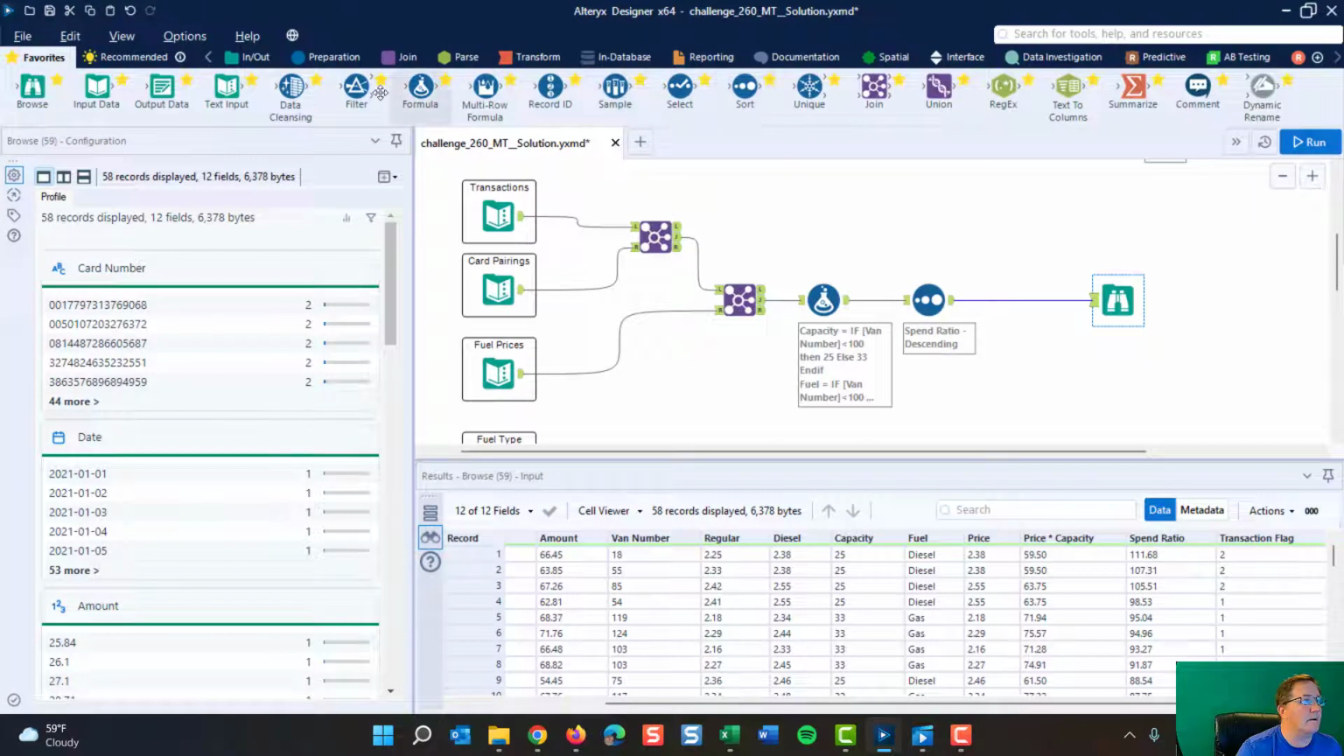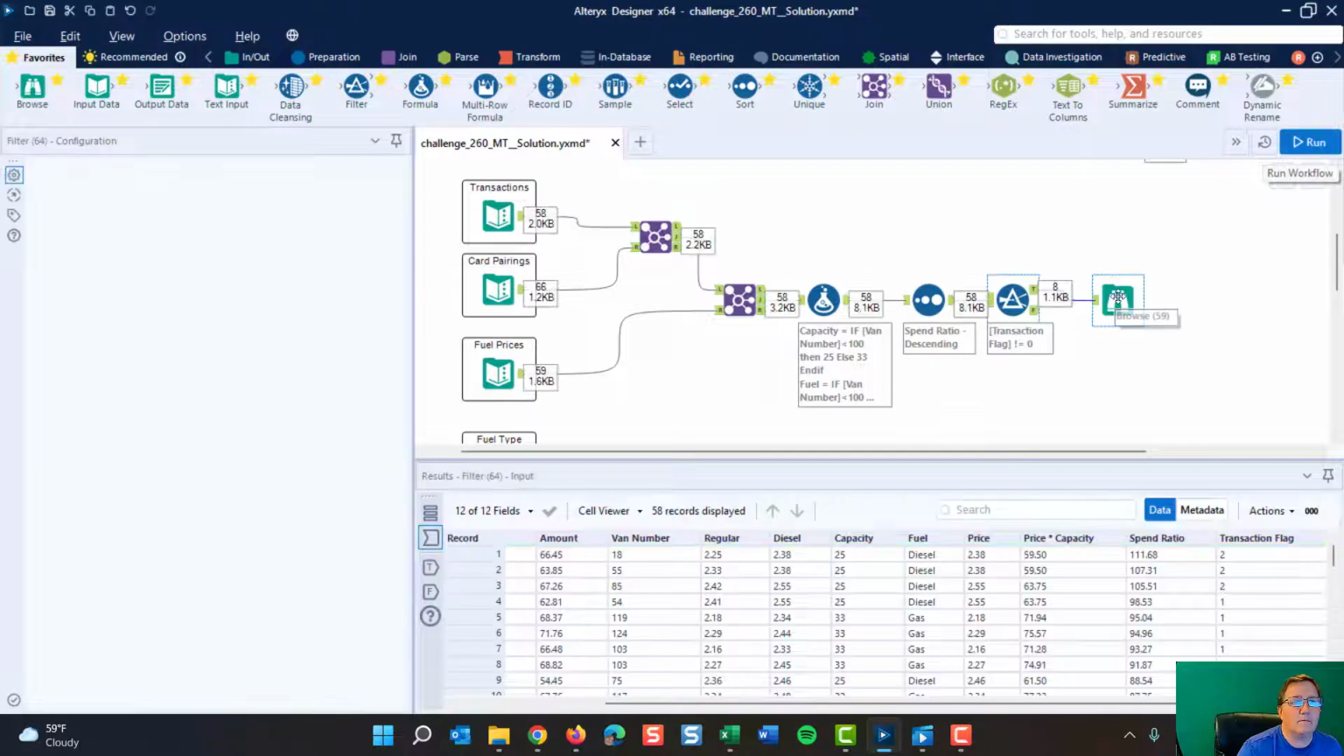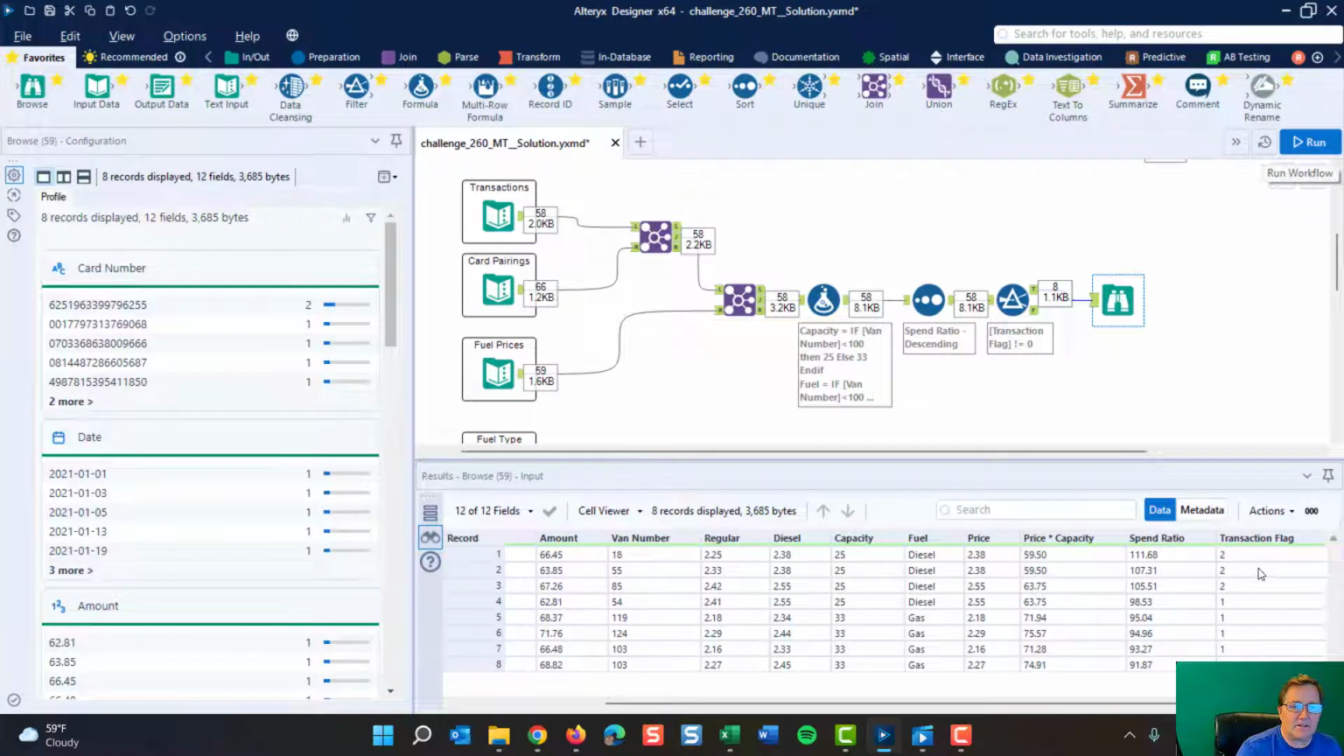If you come up here and grab a filter and say transaction flag does not equal 0, and you could say greater than 0, whatever. Run, and you see we have 8 transactions here, 3 2s and 5 1s.